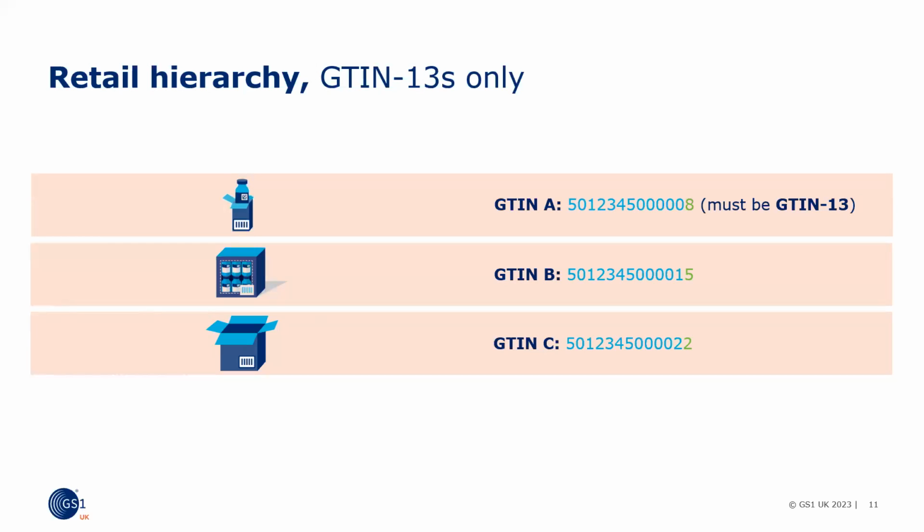This is an example of allocating GTIN 13s for retail product packaging. A different GTIN 13 for each packaging level. As the lowest level is being scanned in retail, a GTIN 13 must be assigned and captured in an EAN 13 barcode.